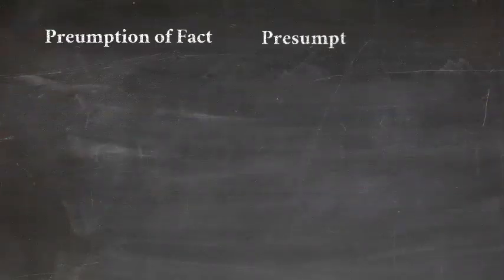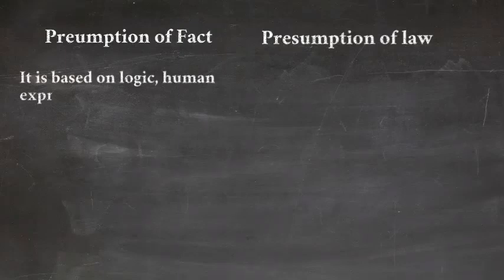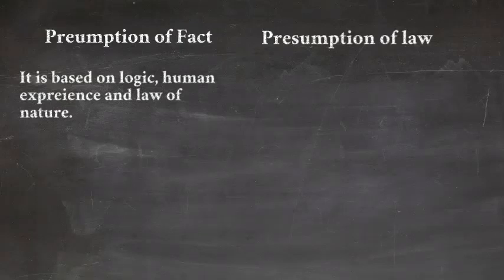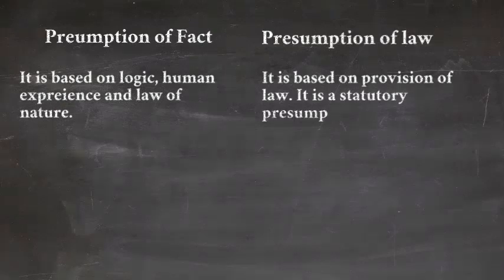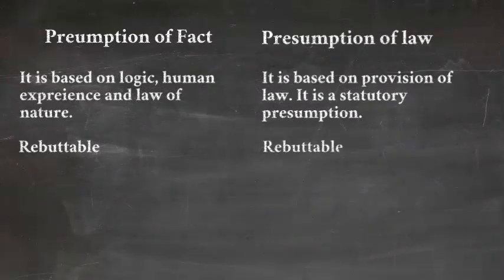Before we go any further, let us understand the difference between presumption of fact and presumption of law. Presumption of fact is based on logic, human experience, and law of nature, whereas presumption of law is based on the provision of law. It is nothing but a statutory presumption. A presumption of fact is rebuttable in nature, whereas presumption of law may either be rebuttable or irrebuttable.